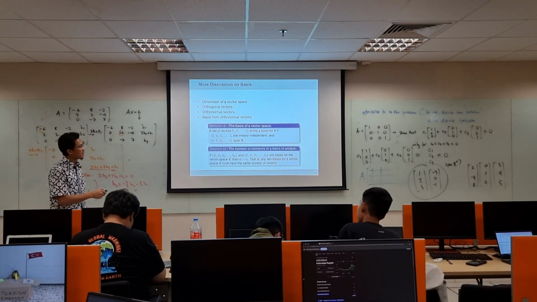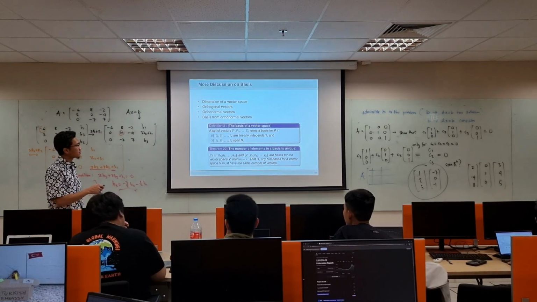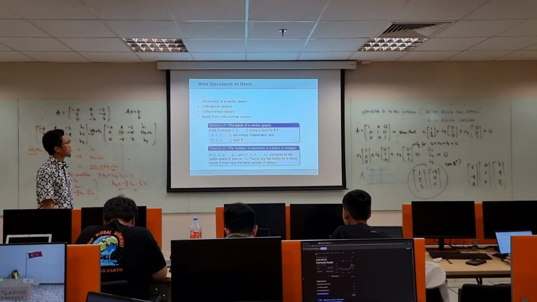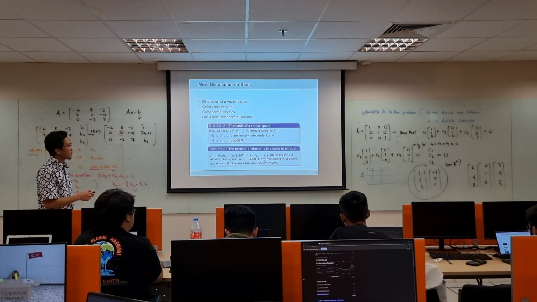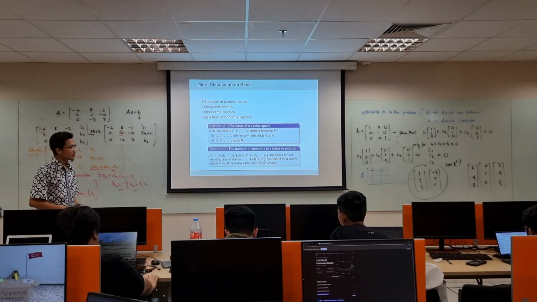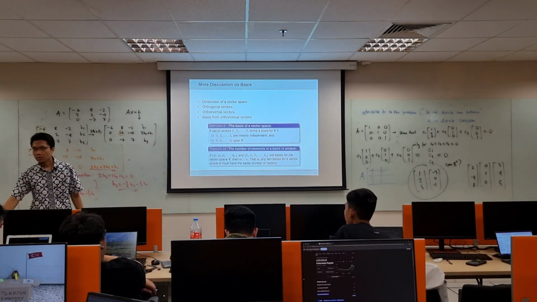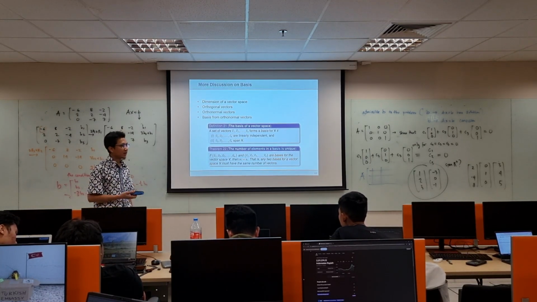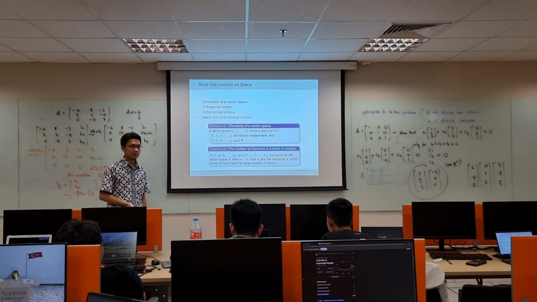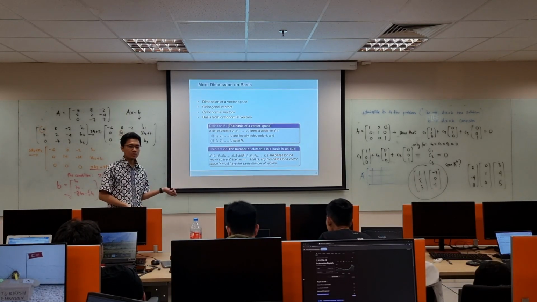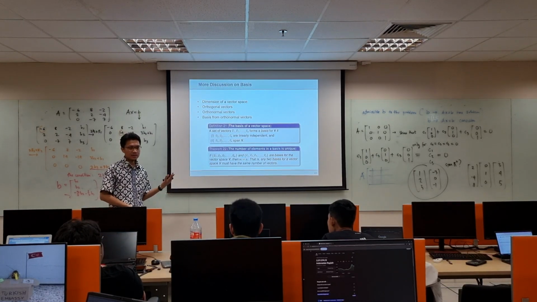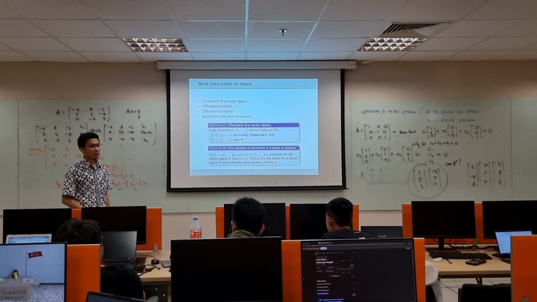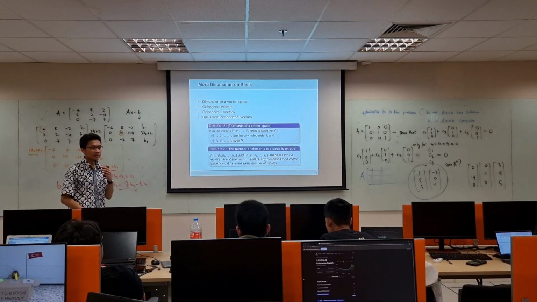Which is why I just want to discuss important concepts here, which will be used in the examination. Now, the dimension of the vector space. The dimension of a vector space is determined by how many vectors form the basis. If it is R2, then it has two basis vectors, so the dimension of R2 is 2. And so on and so forth for R3, R4, and R5.